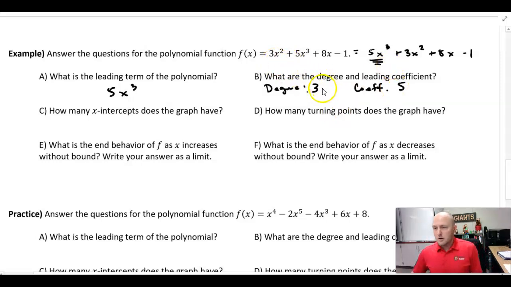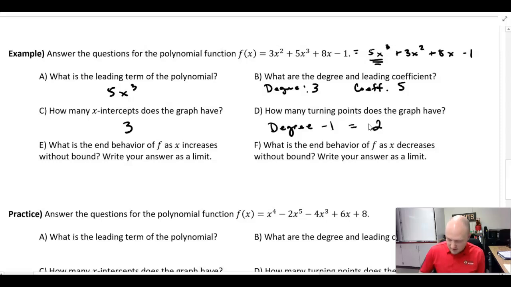So the x-intercepts: how many x-intercepts does my graph have? Well, my degree is 3, so at max, it's going to have 3. I'll put 3 here. And then how many turning points? Well, you're going to take your degree and subtract 1. So that is 2, a maximum of 2 turning points. This is just your degree, 3.